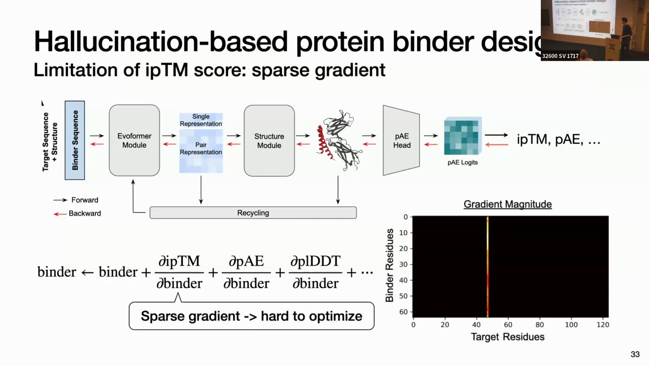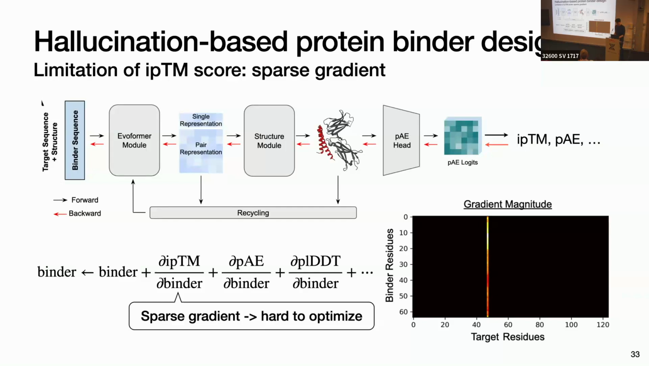But one of the main scores is called ipTM. If you dive deeper and look at the behavior of this gradient, you can see that it is fairly sparse. That's because there's a max operation behind the ipTM calculation, and because of the max operation, the gradient only goes through one of the residues.